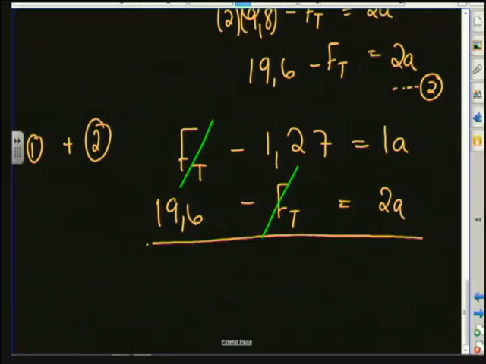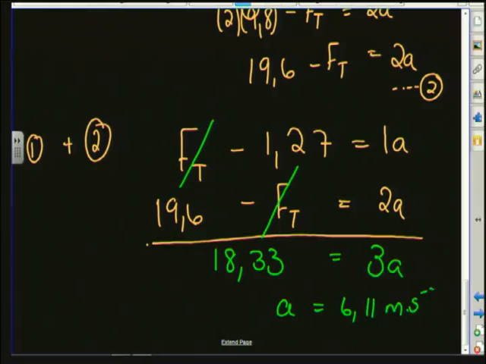All right, and that means I'm now going to go 19,6 minus 1,27, and of course we would do it on our calculators and we get 18,33, which is equal to 3a. That means a equals 6,11 meters per second squared.